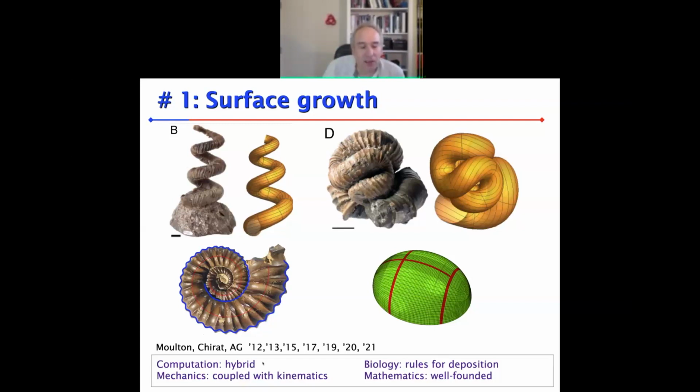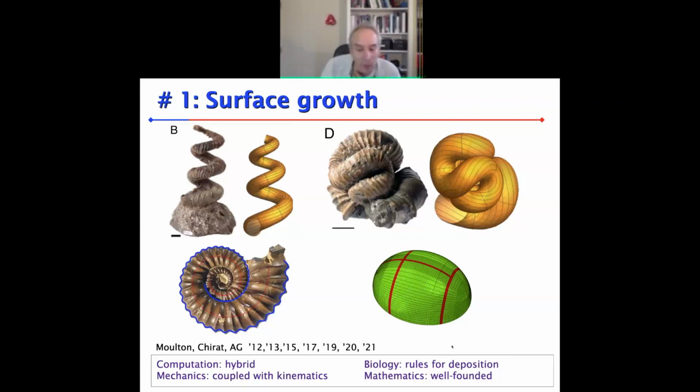From the mechanics, you can have mechanics, like in the case of the seashell. Essentially, you couple mechanics with the kinematics. You have a soft object living in a hard object, and it's the coupling between the two that is important. So at the level of the biology, the key is the rule for deposition. The actual growth is quite easy. It's just a geometric, purely mathematical problem. But the key is the modeling of this rule for deposition. At the mathematical level, there is no problem. It's well founded. We understand all the mathematical intricacies of this process.